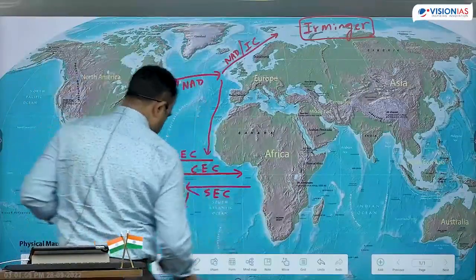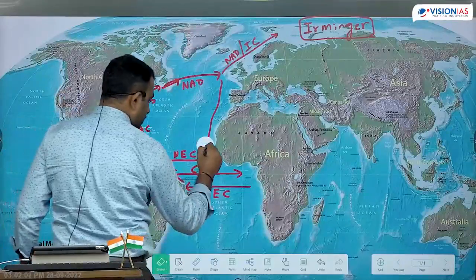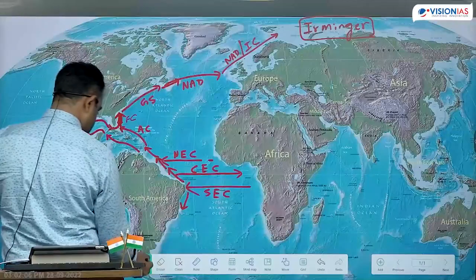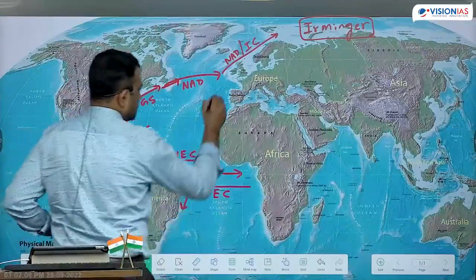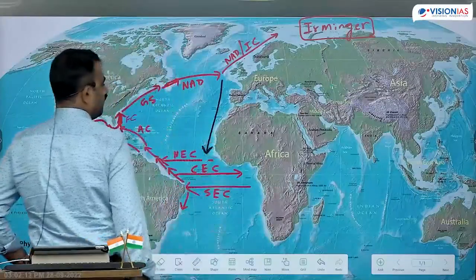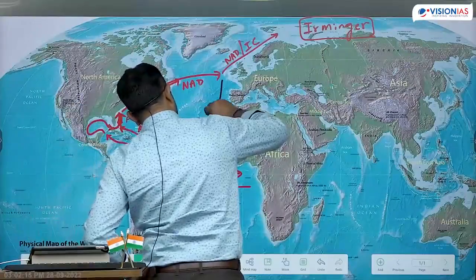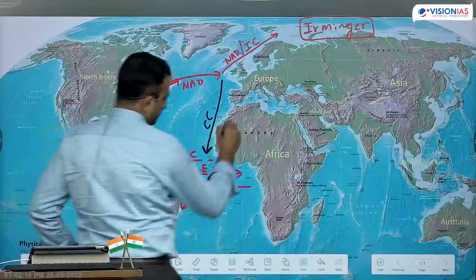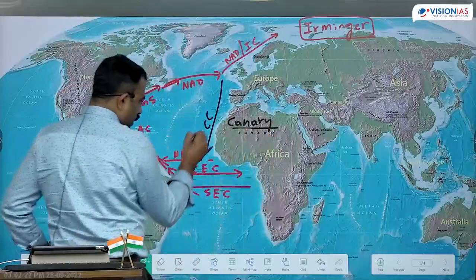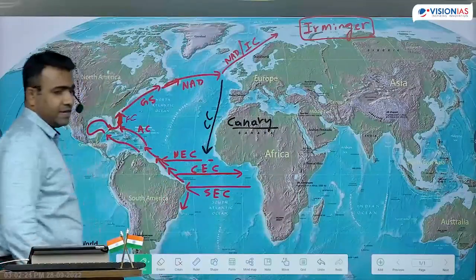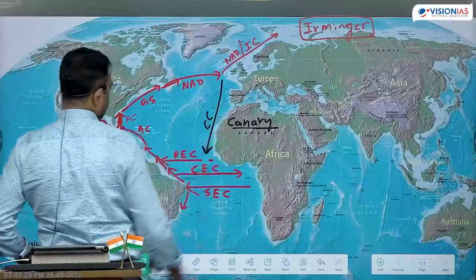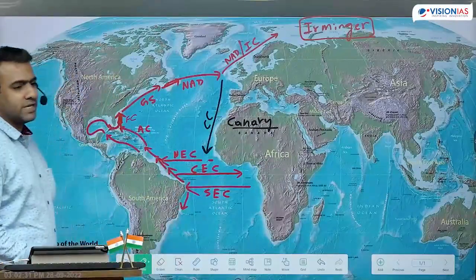Here it is moving along the western coast of Africa. This becomes a cold ocean current, which is called the Canary current. So why Canary? Because there is a group of islands here, called the Canary Islands. Okay. So here in this region only there is a group of islands called the Canary Islands. That is why it is called the Canary current.